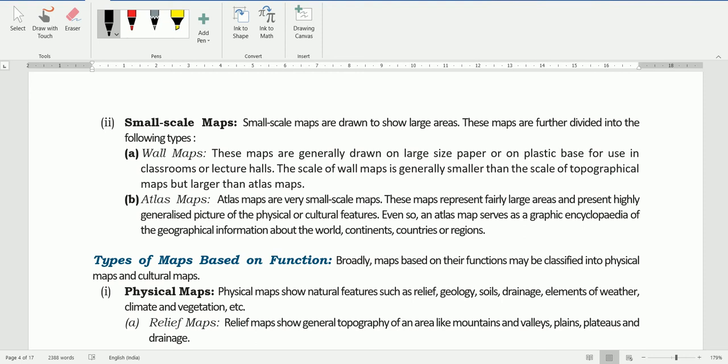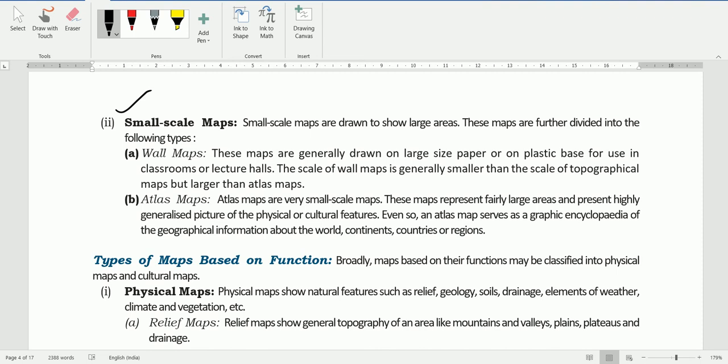No, sir. Okay, then see, here we have small scale maps. We learned that maps are classified based on scale. We have two types of maps based on scale. The first one is large scale map. The second one is small scale map.